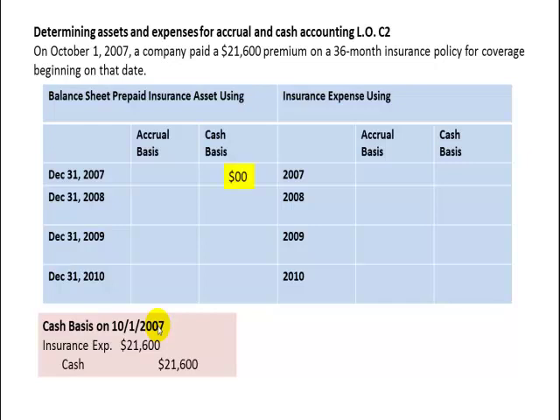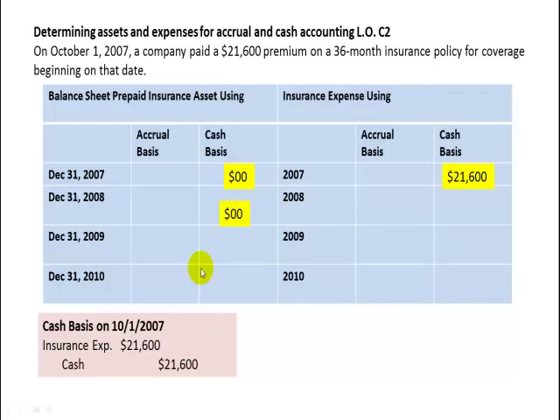Then under a cash basis system, on the balance sheet at the end of 2007, we would have zero as far as an asset, because we don't have any assets. As soon as we write the check, it's all an expense. There wouldn't be anything on the balance sheet. And as far as 2007 on a cash basis, it all would go to expenses, all $21,600 of it.